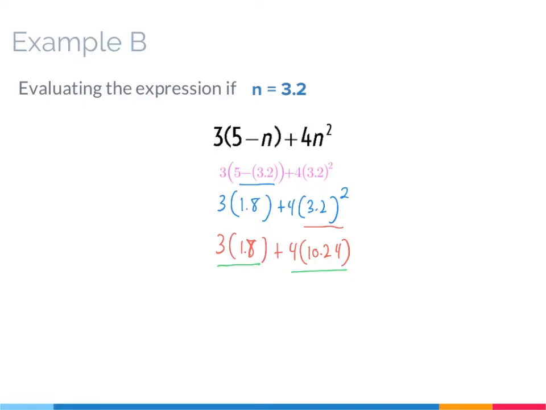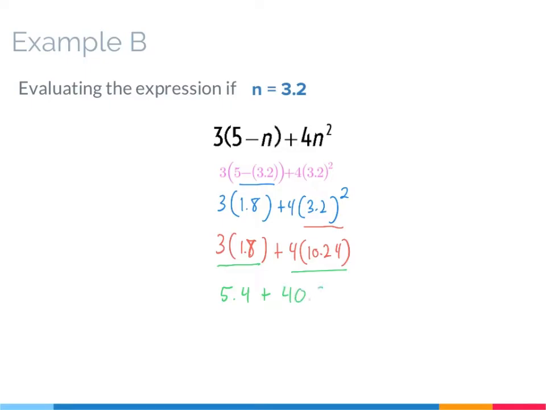So 3 times 1.8 in this case, again, using your calculator, you're going to end up with 5.4. So you want to put down your 5.4, bring down your plus sign. Don't forget that in the middle. Very, very bad if you forget that. 4 times 10.24 is going to give you 40.96.